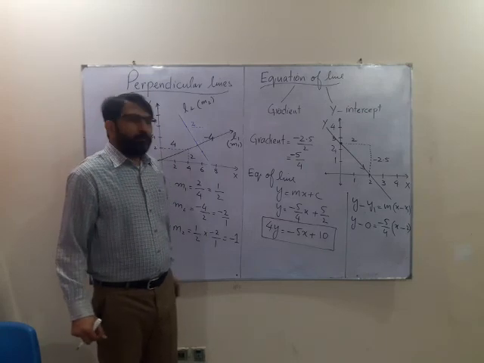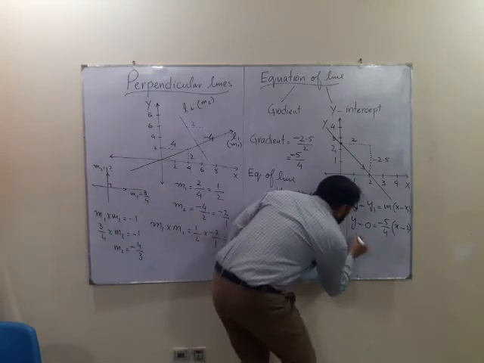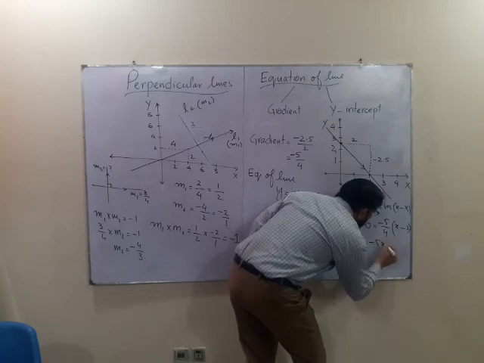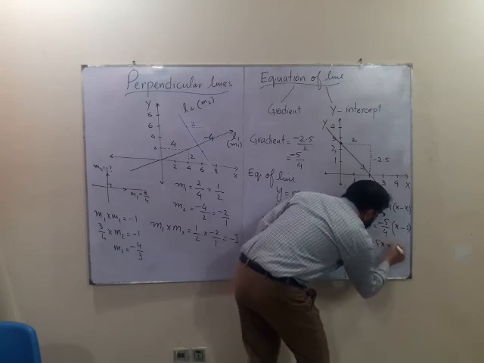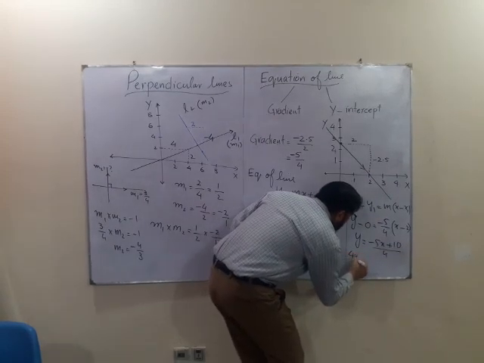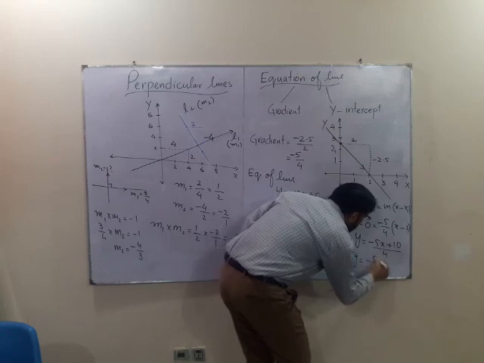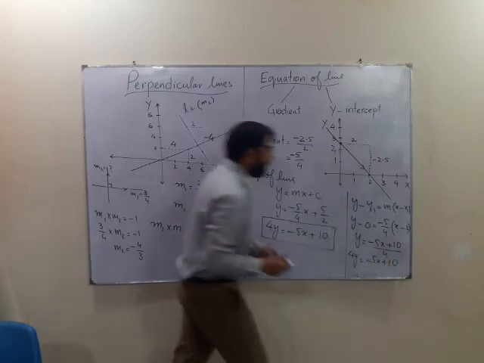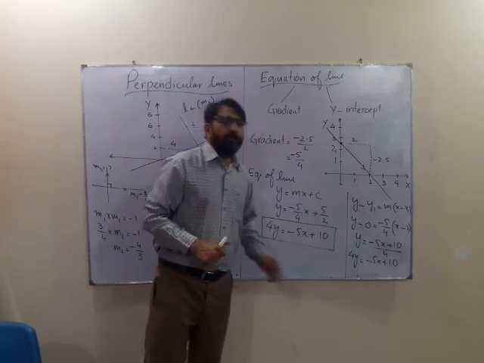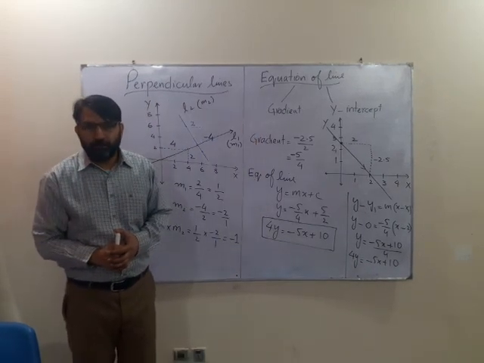Now you see here that this will be simplified to y equals minus 5x plus 10 divided by 4. And after the cross multiplication, we reach the same place, 4y equals minus 5x plus 10. This is how we can find the equation of any line.